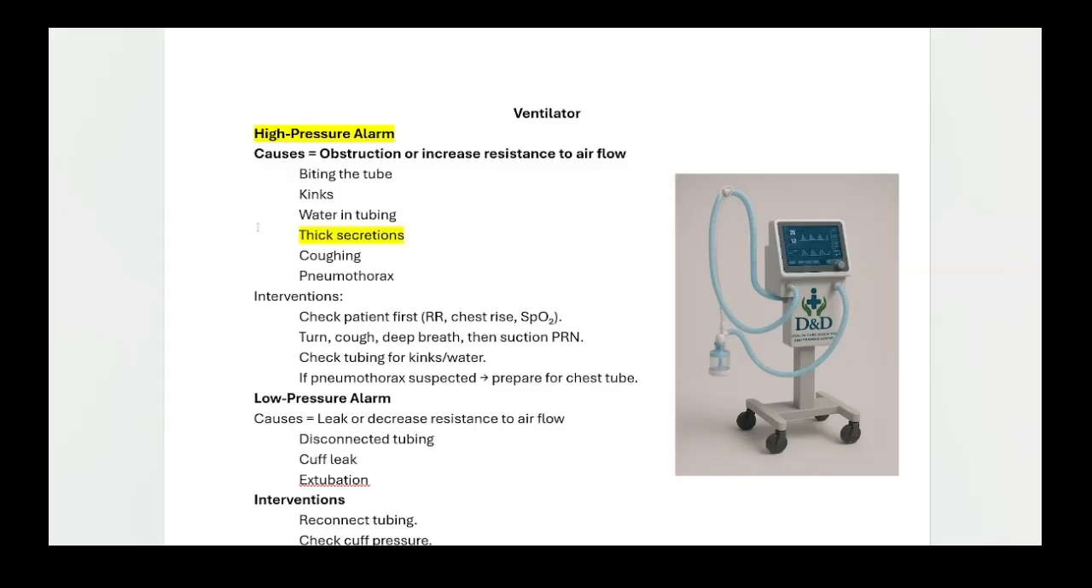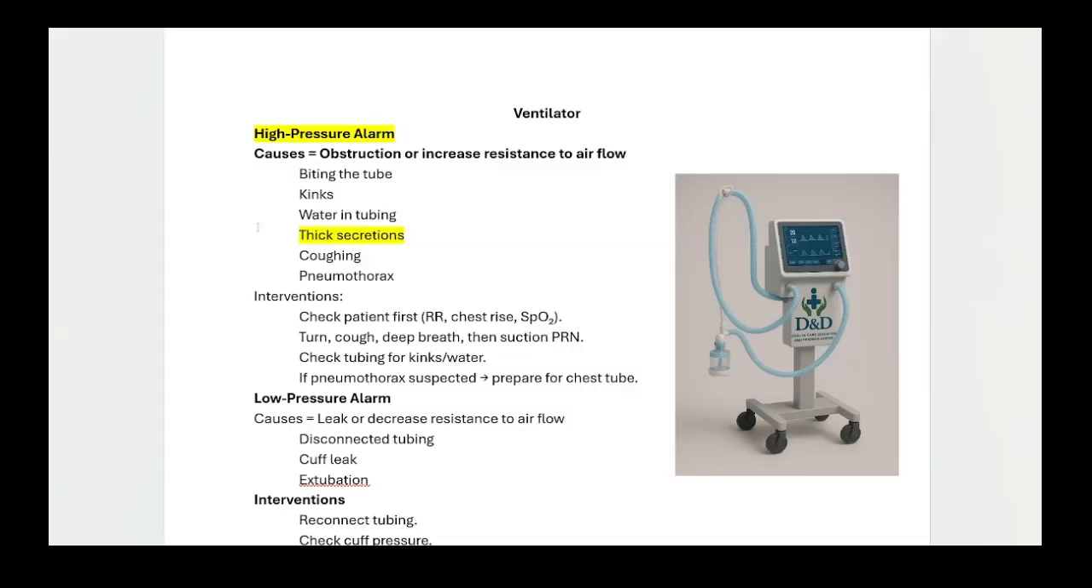Next is going to be kink. When there's kink, all you have to do is unkink it. When there's water in the tubing, empty the water. And when you have secretions that are very thick, you need to suction them. Before suctioning, you might have turned them to their side, or you might have tried coughing, if that doesn't work, before you suction them. But of course, when they are unconscious, you don't have to turn them, you have to suction them.